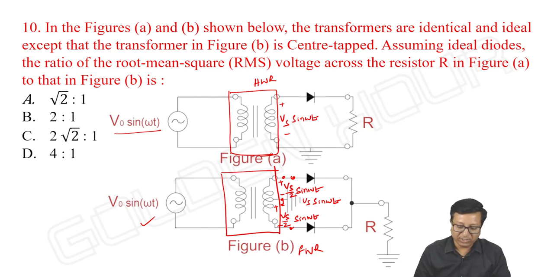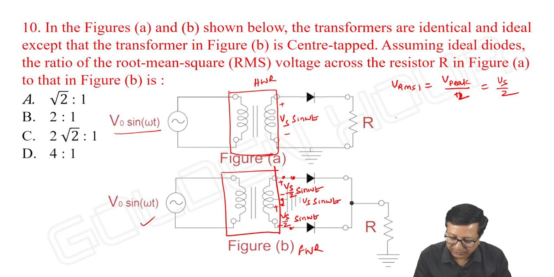Done. Then what about the RMS value of half wave rectifier? Let me take it as VRMS1. It is just nothing but peak amplitude by pi. Sorry, average means pi, RMS is by 2. So it is Vs by 2, we can write. And RMS value of the second case, VRMS2, is nothing but V peak by root 2.